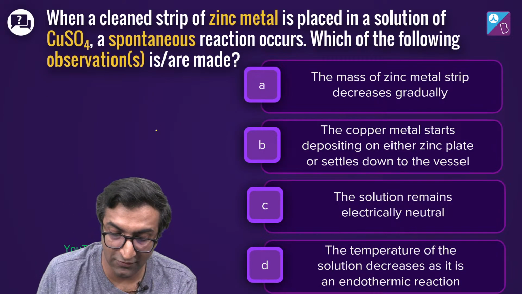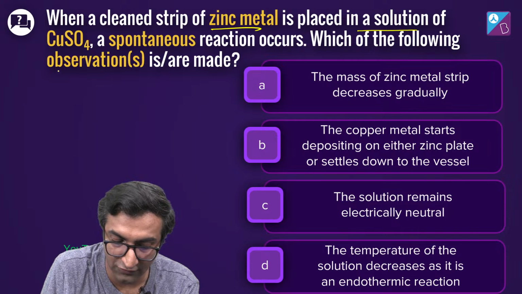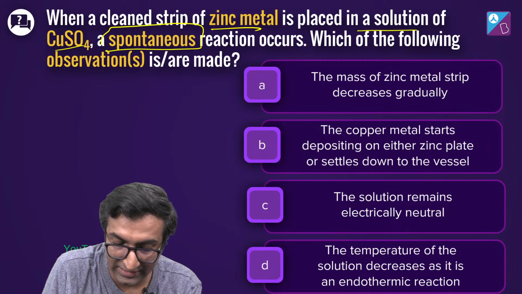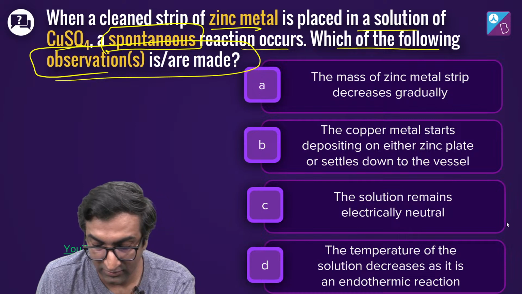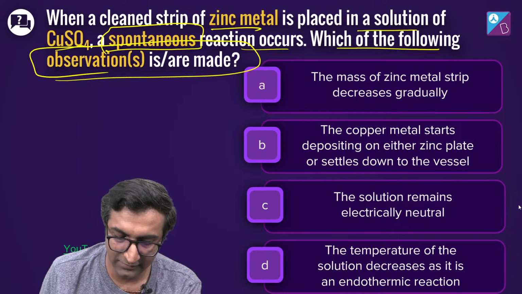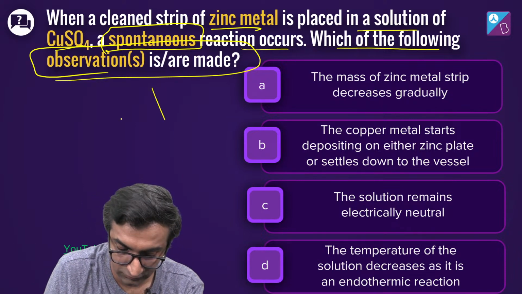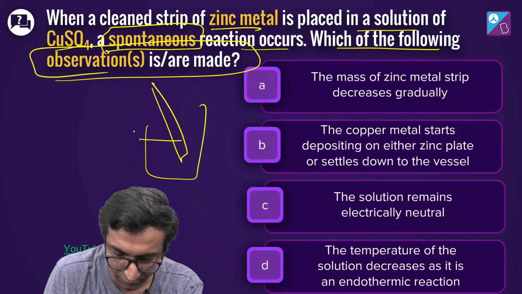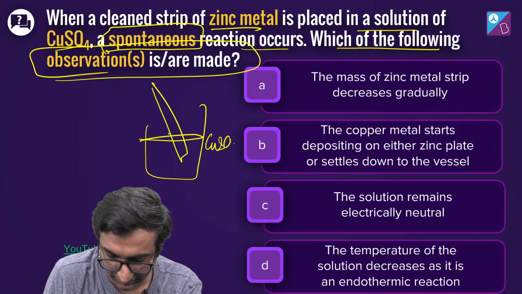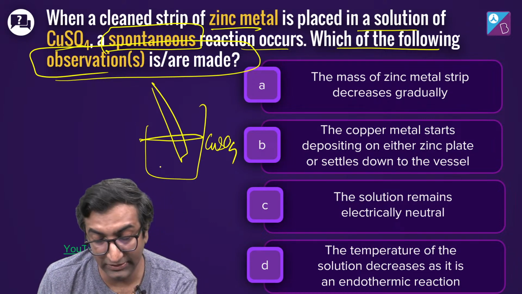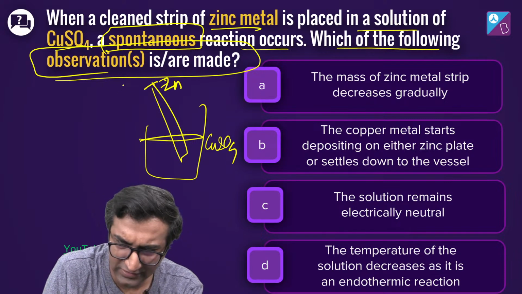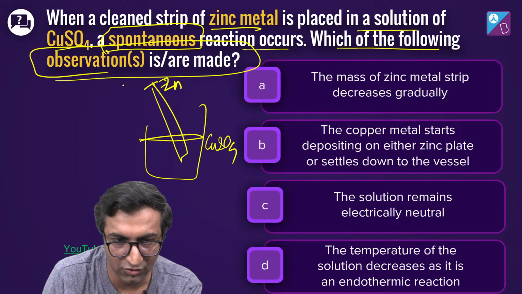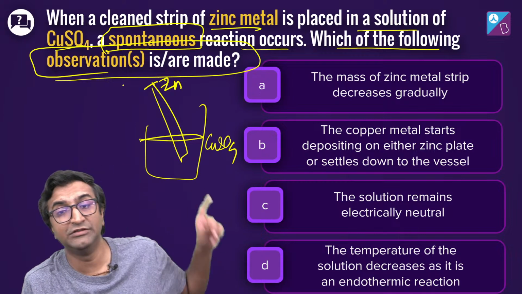When a clean strip of zinc metal is placed in a solution of CuSO4, a spontaneous reaction occurs. Which of the following observations are made? मतलब कि मैंने साफ किया जिंक को and I've put it in copper sulfate. ठीक है? A spontaneous reaction occurs. अब ये लोग बोल रहे हैं कि reaction हो रहा है. There's nothing for you to know. You can just go ahead and figure things out from this setup.